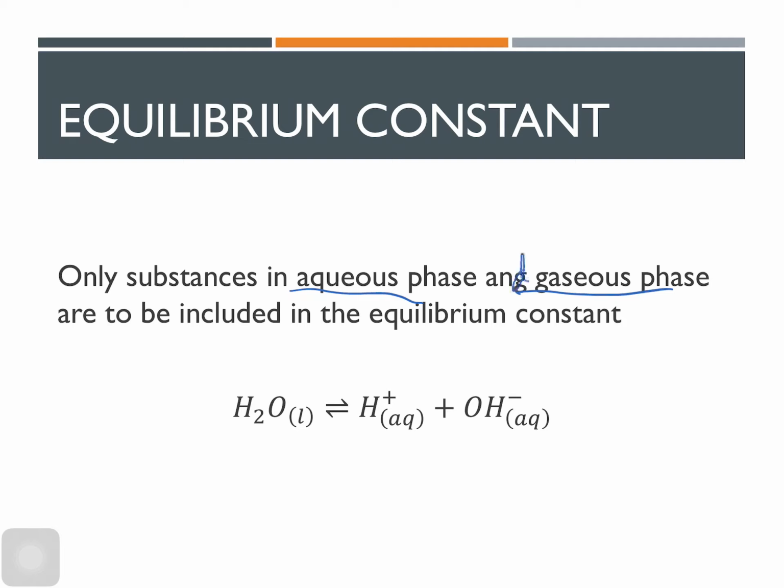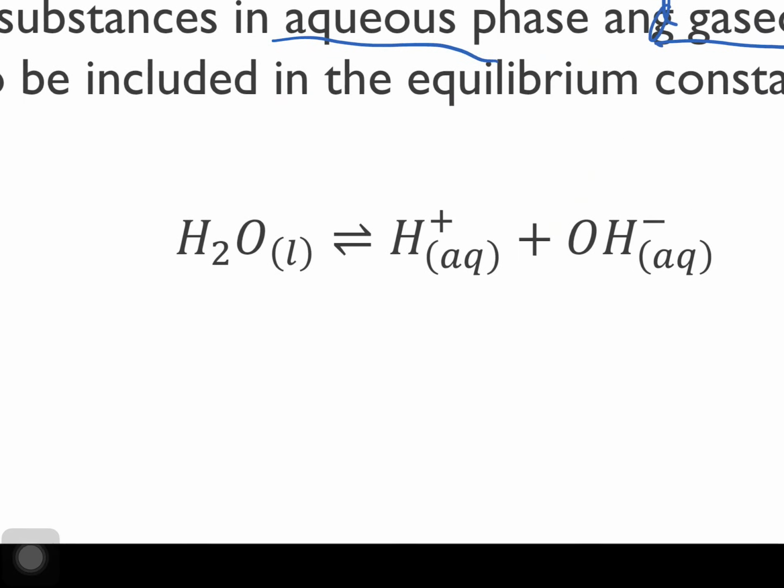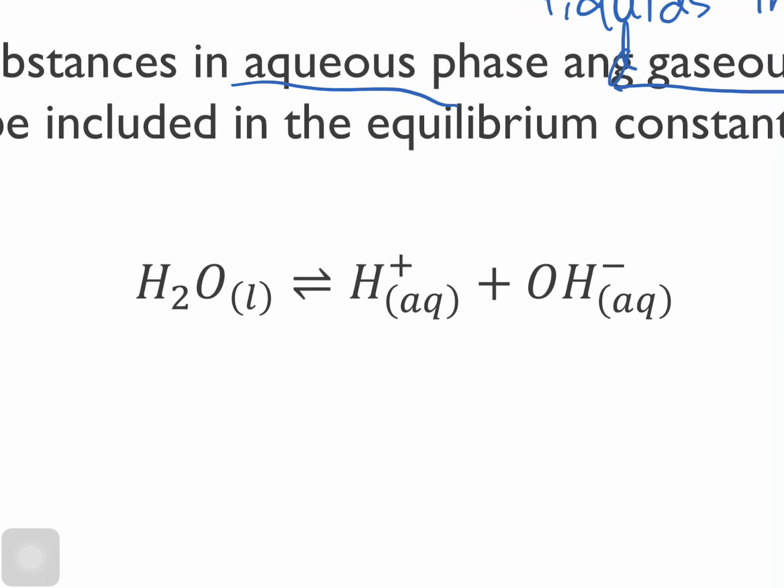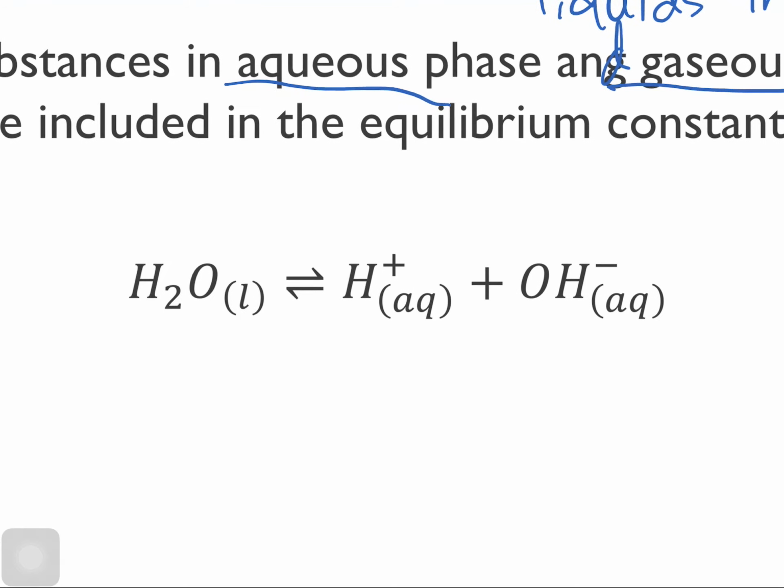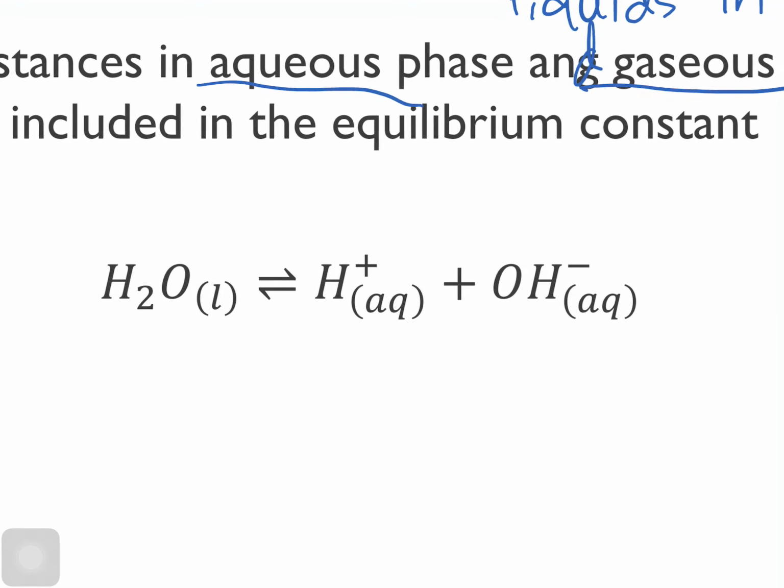So how about solids and liquids? We're not going to write them. So the rule is no solids and no liquids in K. We're not going to write solids and liquids in the equilibrium constant. Suppose we have this equation, so let's write the equilibrium constant.